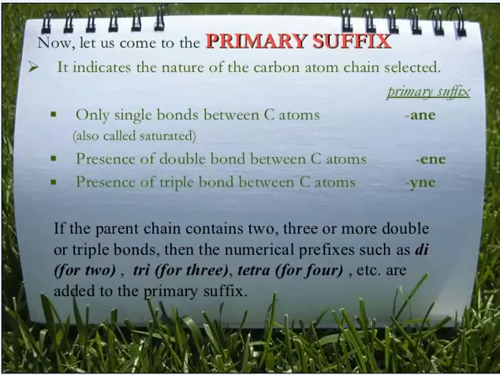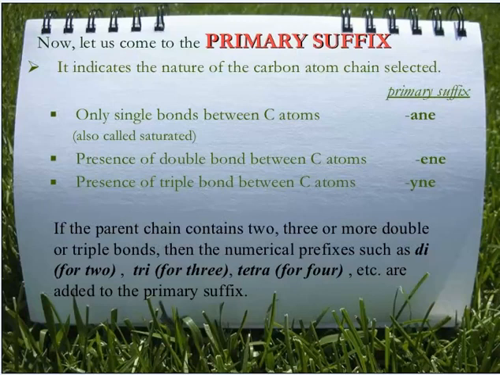Now let us come to the primary suffix. If the compound contains only single bonds, it will be alkane, and the primary suffix will be ane. If the compound contains a double bond, it will be alkene, and the primary suffix will be ene. If the compound contains a triple bond, it will be alkyne, and the primary suffix will be yne.